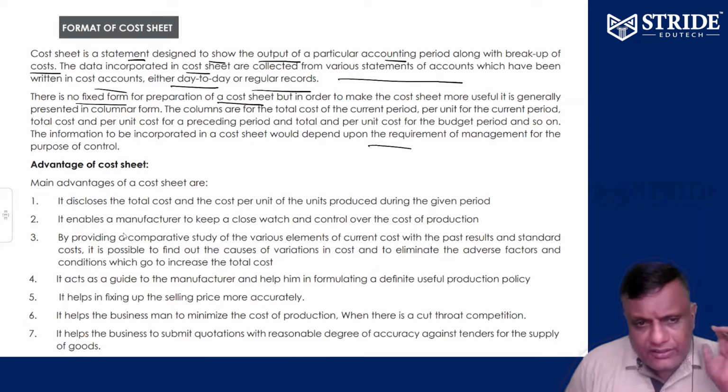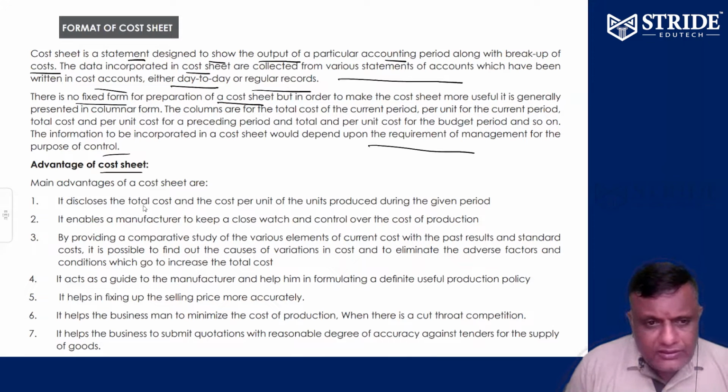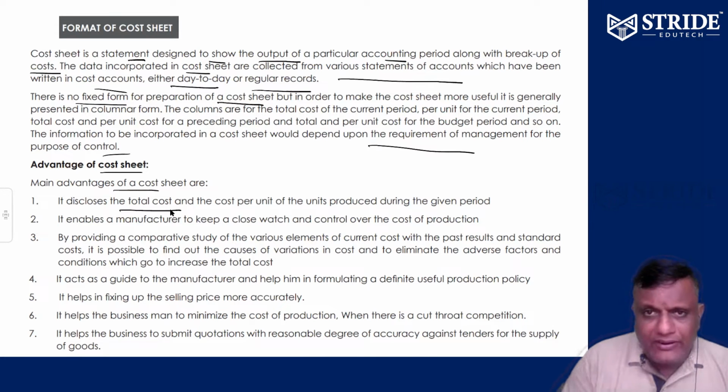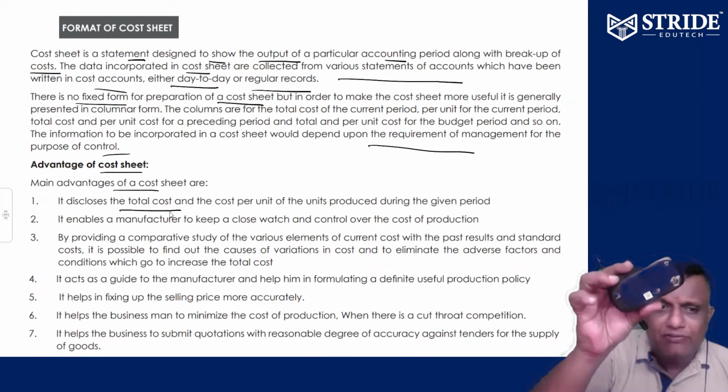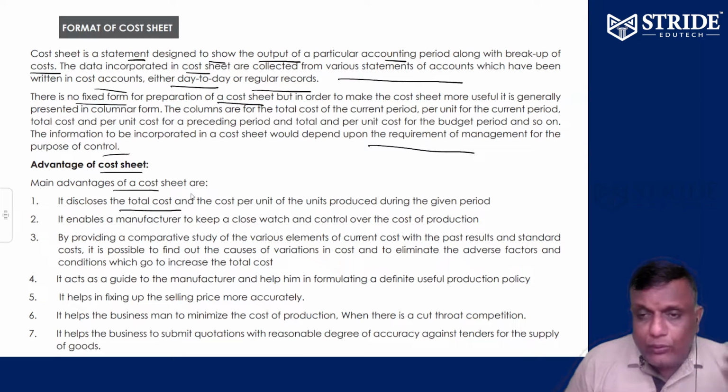So what is the advantage of a cost sheet? The main advantage is that the cost sheet discloses the total cost of the product. For example, I'm having a mouse. What is the total cost for the mouse? We can find out. I'm producing 1 lakh units in a month, so what is the per unit cost for the mouse? We can find out, in a given period, for the units you produced, what is the per unit cost.